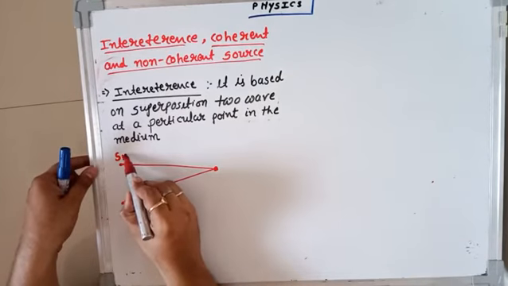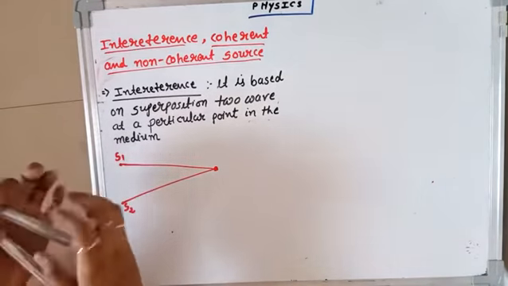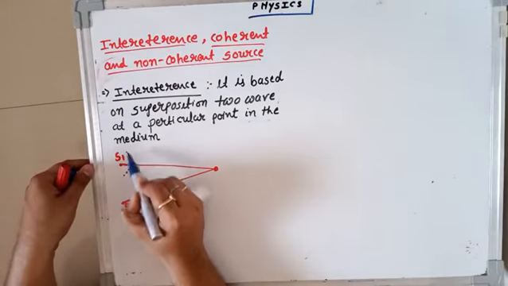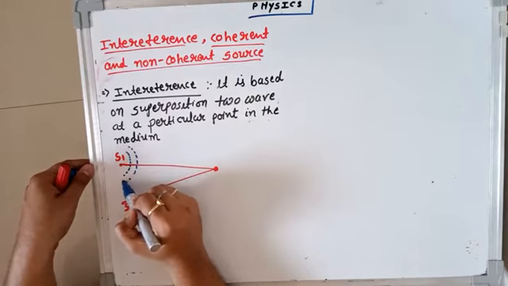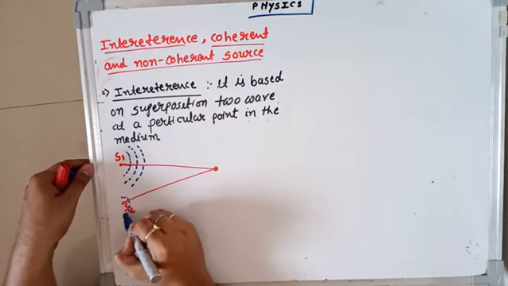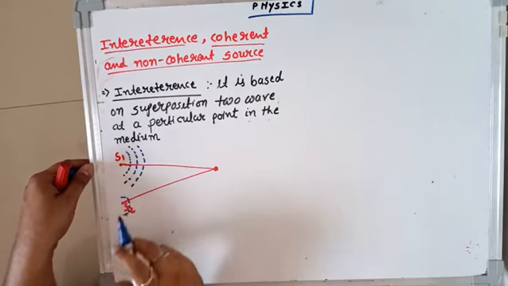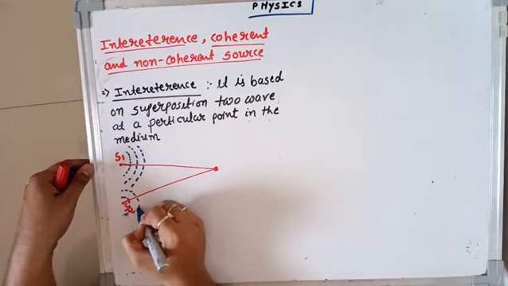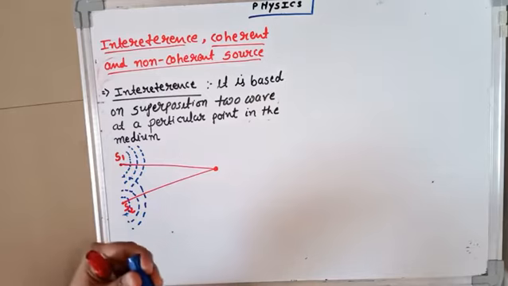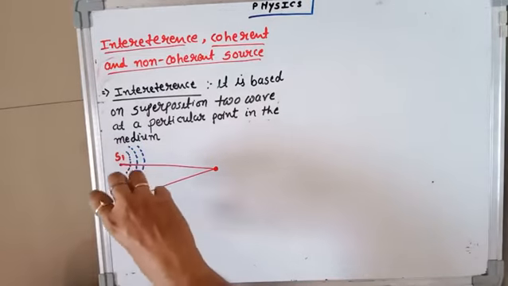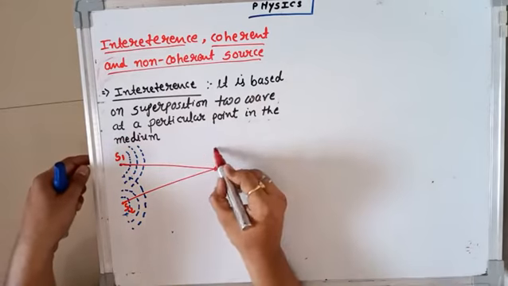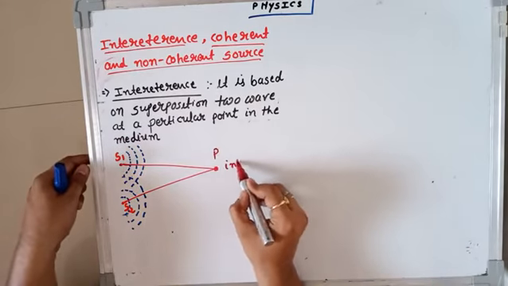Here I saw that spherical waves are produced. I show only a small region, and here also waves are produced. The spherical wavefronts interact with each other, and after that at the point P it gives us interference.